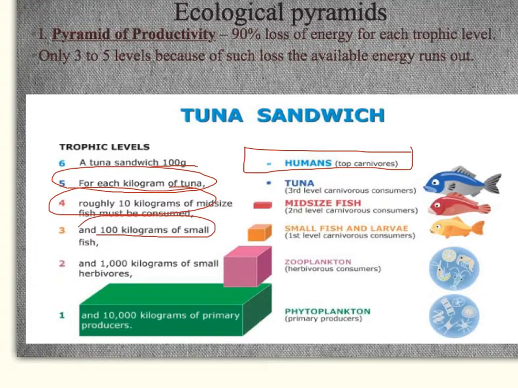Now, our small fish are going to need to consume 1,000 kilograms of the small zooplankton. And then our zooplankton need to consume about 10,000 kilograms of our primary producers. So we need 10,000 kilograms of our primary producers in order to support our tuna fish so that we can have a tuna fish sandwich for lunch.